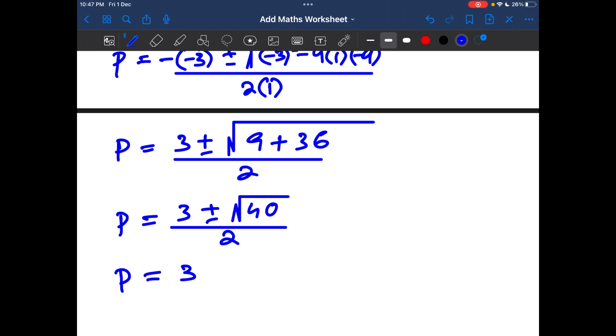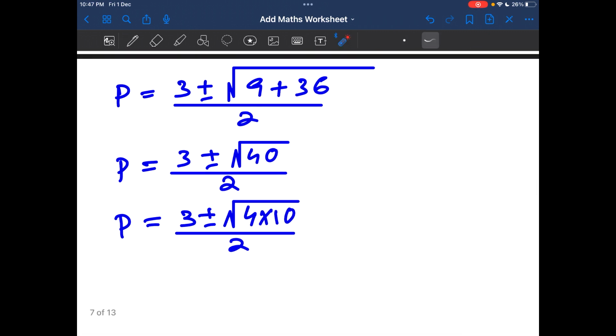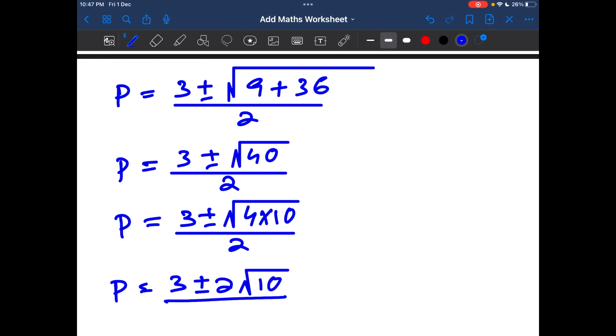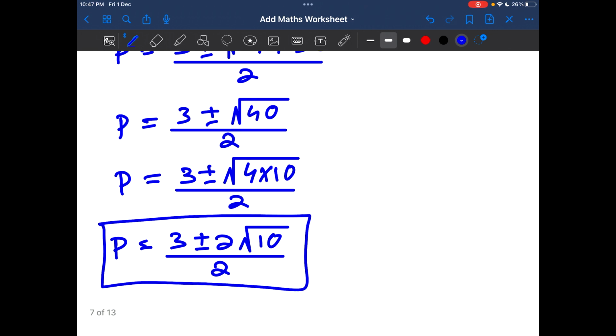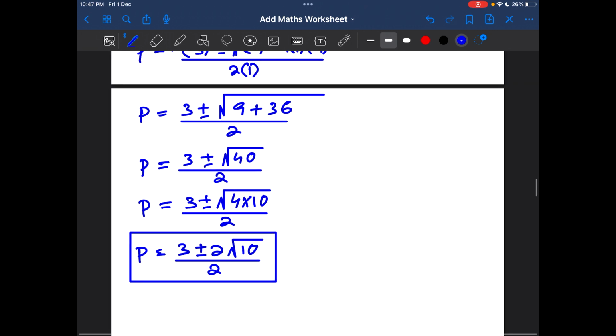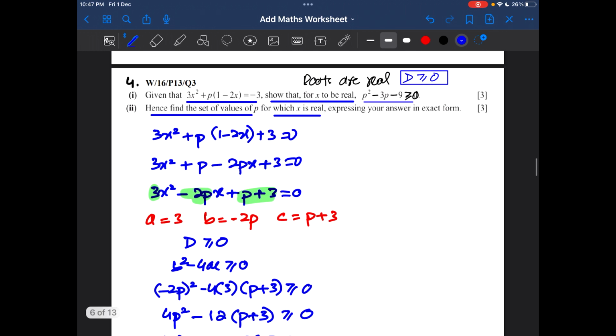Without using a calculator, I'm writing 40 as 4 into 10. Since these numbers are multiplying each other, 4 multiplied by 10, we can take the square root of 4. It becomes 2 here. So you got 3 plus minus 2 root 10 upon 2. This is the exact answer that they are expecting. They want the answer in the exact form, not in decimal form.